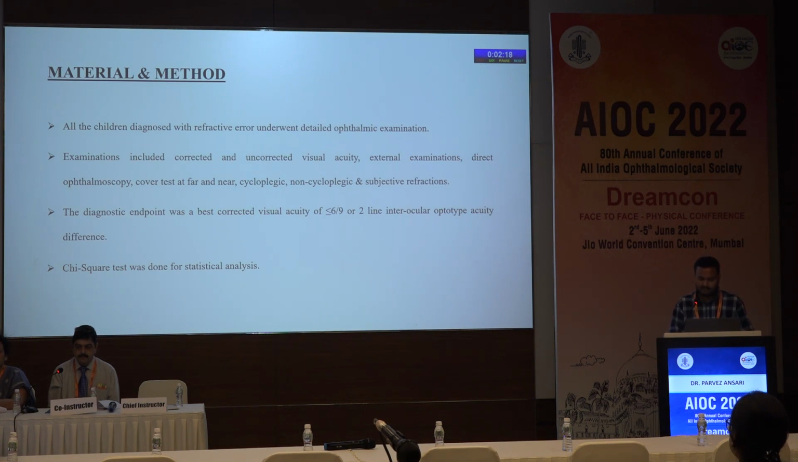All the children diagnosed with refractive error underwent the detailed ophthalmic examination. Examination included corrected and uncorrected visual acuity, external examination, direct ophthalmoscopy, cover test at far and near, cycloplegic, non-cycloplegic and subjective refractions. The diagnostic endpoint was a best corrected visual acuity of less than 6/9 or a 2-line interocular optotype acuity difference. Chi-square test was done for the statistical analysis.